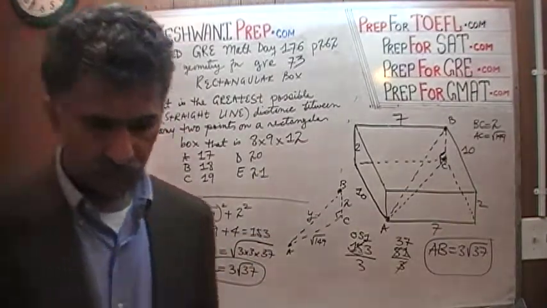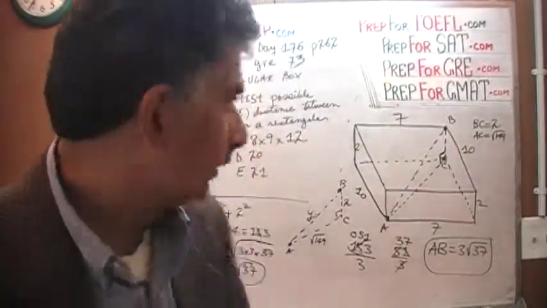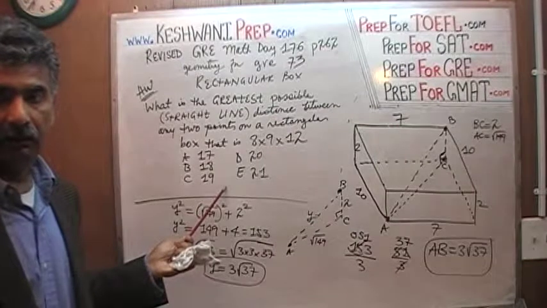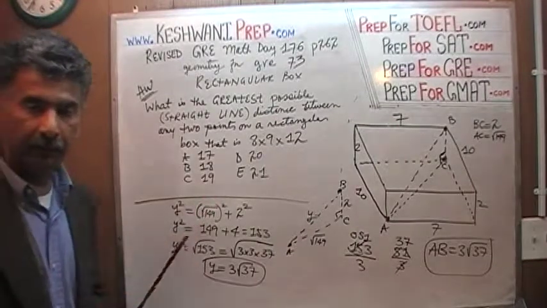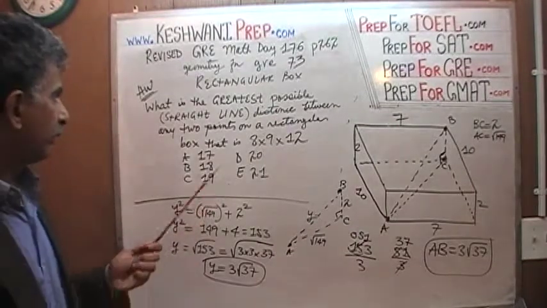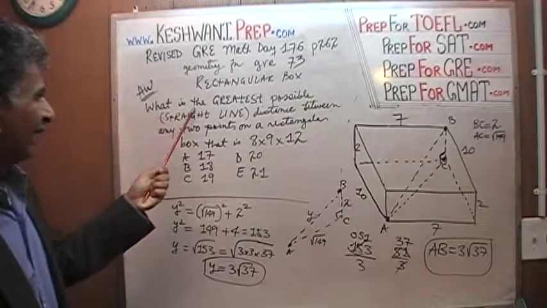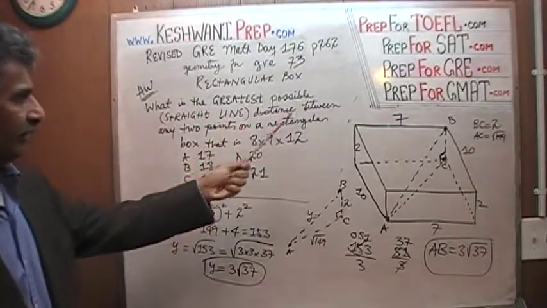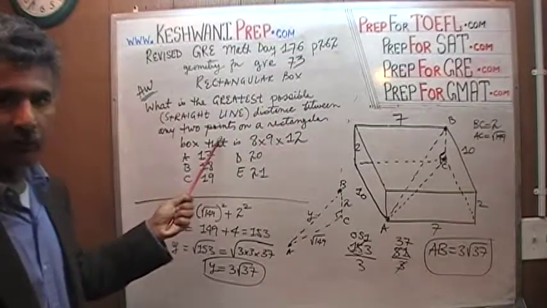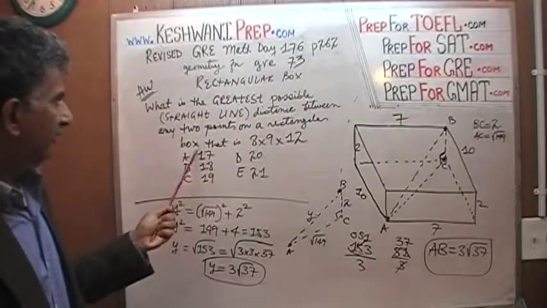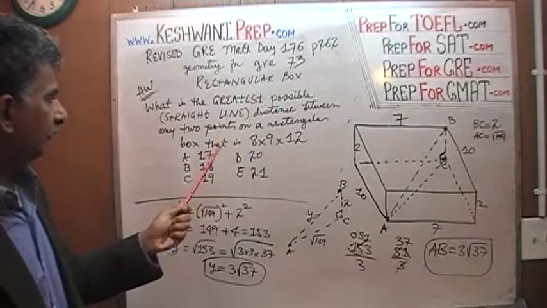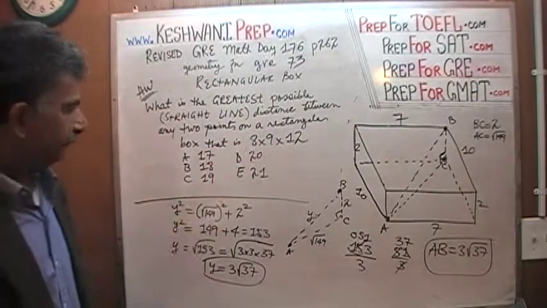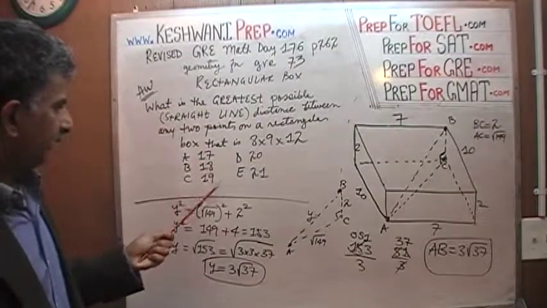Do not watch tomorrow's video, day number 177, until you have solved this problem and have the answer for it. One more time, I'm going to read it to you. Very simple, very straightforward question. What is the greatest possible straight line distance between any 2 points on a rectangular box, which is what we've been dealing with? We're given the dimensions of the box, 8 by 9 by 12. And the answer choices are 17, 18, 19, 20, and 21.